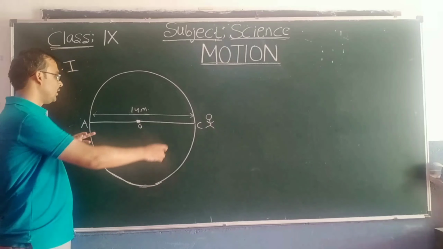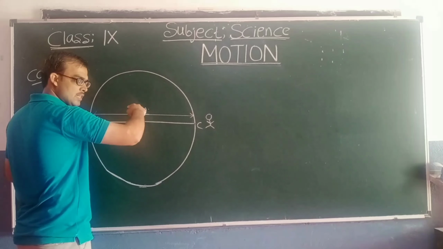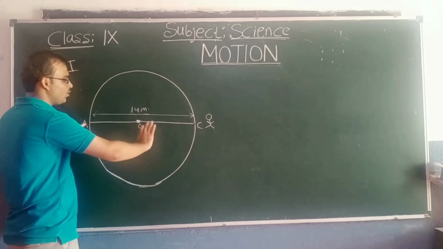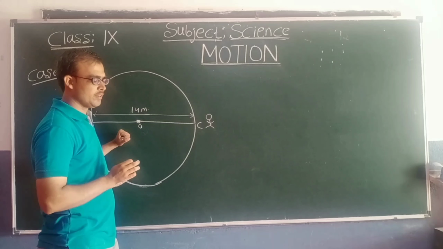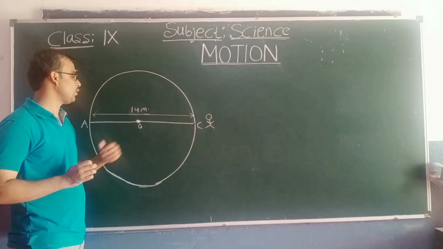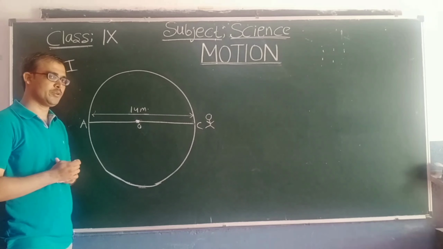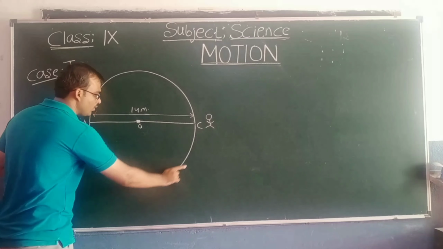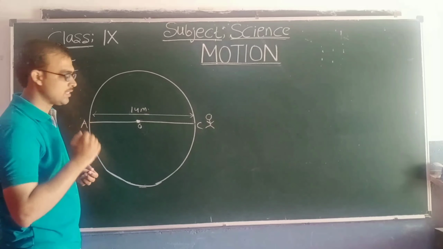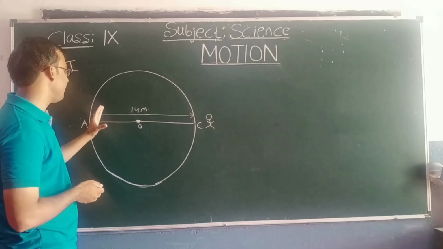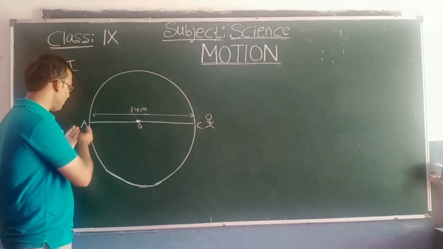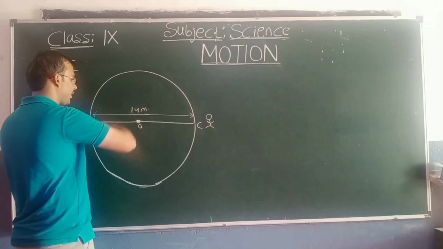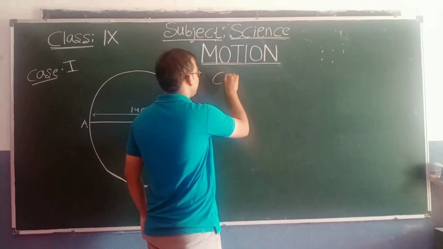Look at here. This is a circle, and this is a semicircle. To find the distance that he has traveled, we need to take the circumference first and divide that circumference by 2. Why 2? Because he has covered only half the track, not the full track. So first we'll see the circumference.